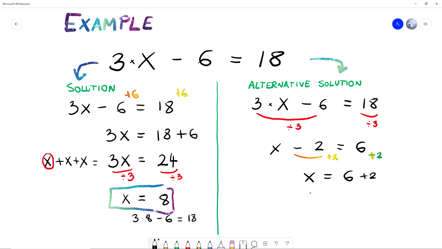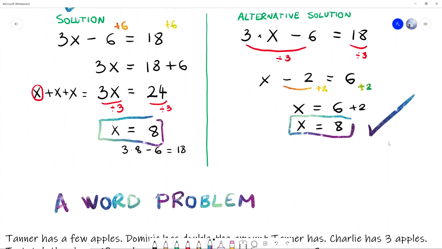And how much is 6 plus 2? 8. And I get the same solution I got before, because math is awesome that way. Check. It works. Okay, very good. Thank you, Natalie and Charlie.